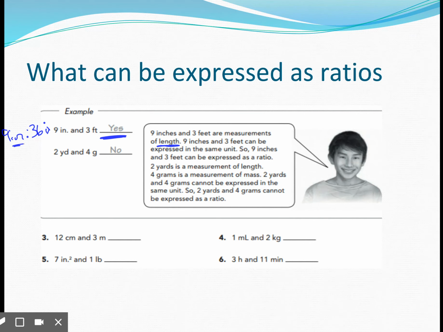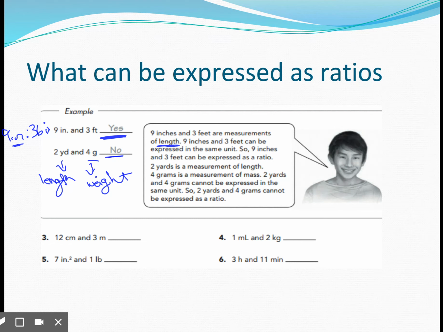That's what unit is. In this case, 2 yards and 4 grams. This cannot be expressed as a ratio. Yards is a unit of length, and grams is a unit of weight. So we cannot write that as a ratio. We can't compare 2 different things with 2 different units of measure. So let's do number 3 through 6 and discuss why or why not they can be expressed as a ratio.